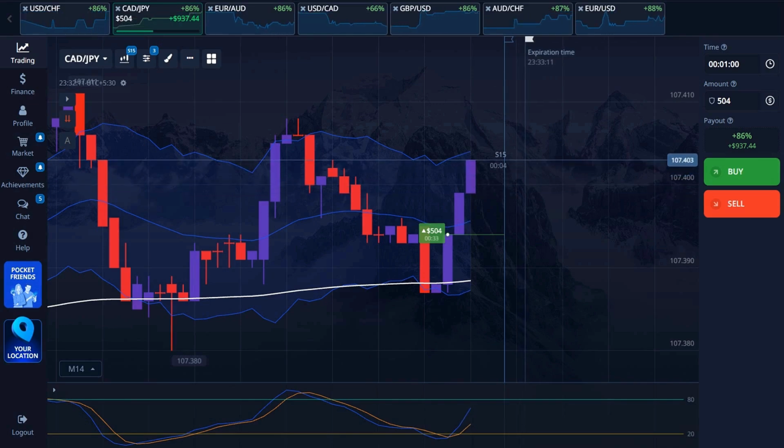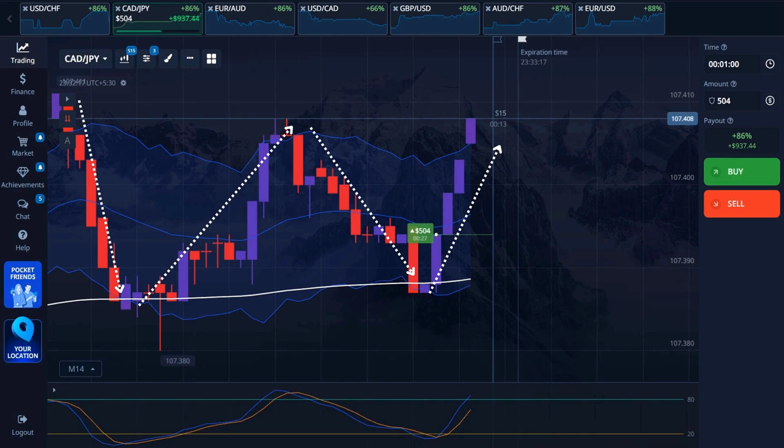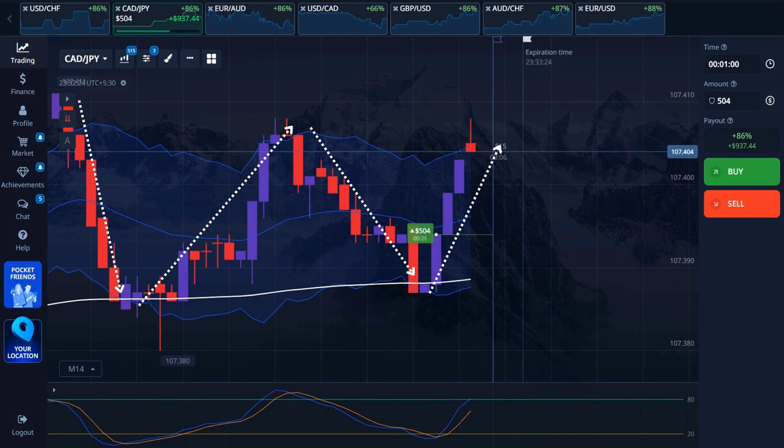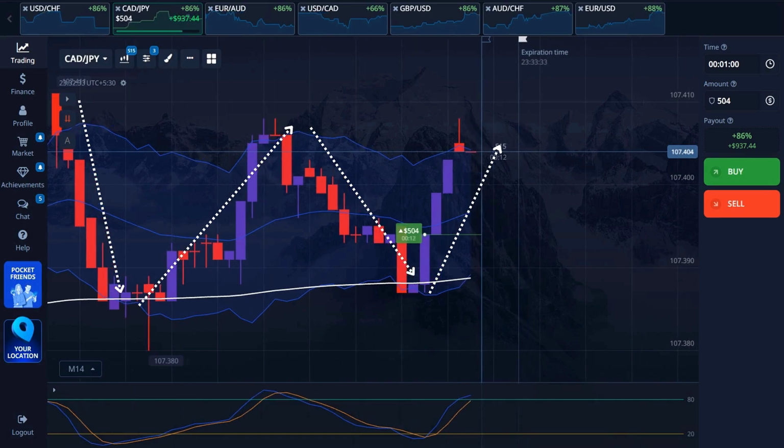Here's a bonus tip to make this strategy even stronger. For a buy trade, look for setups where the price has moved from the upper Keltner band all the way down to the lower Keltner band. For a sell trade, it's the opposite: from the lower Keltner band up to the upper Keltner band. This shows you the market has already stretched in one direction, making a reversal more likely.